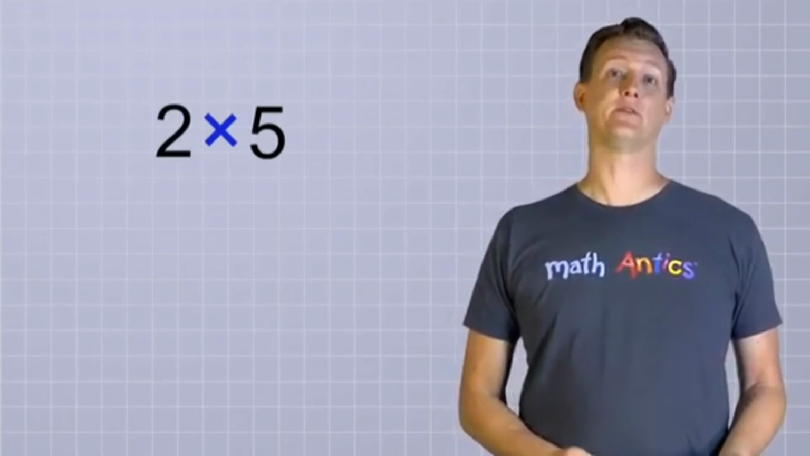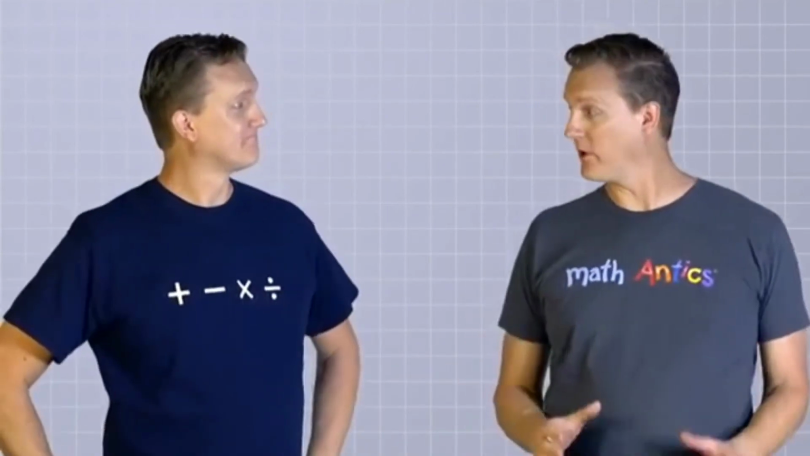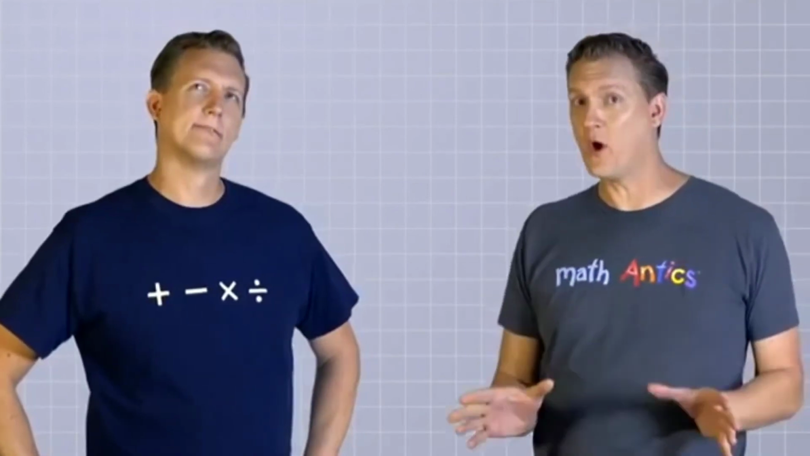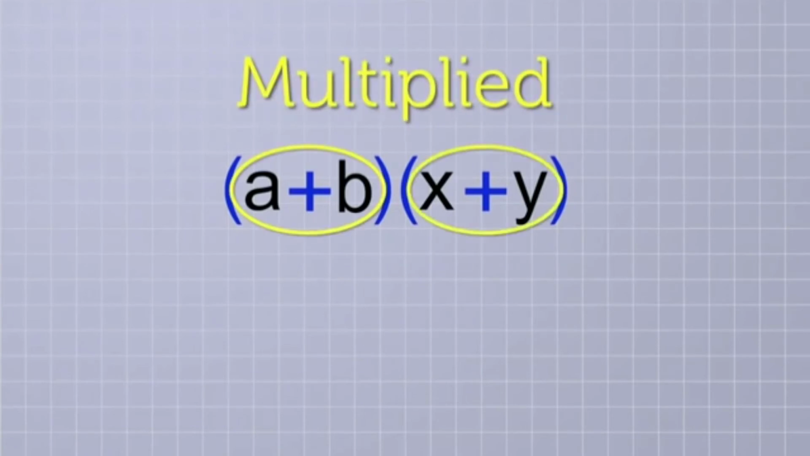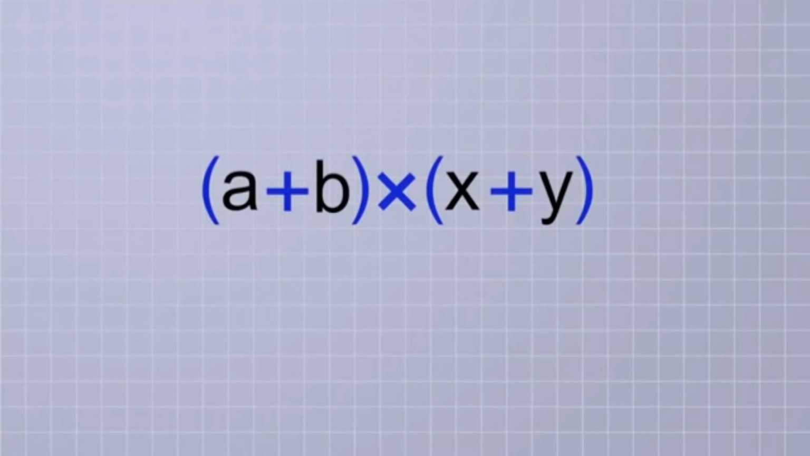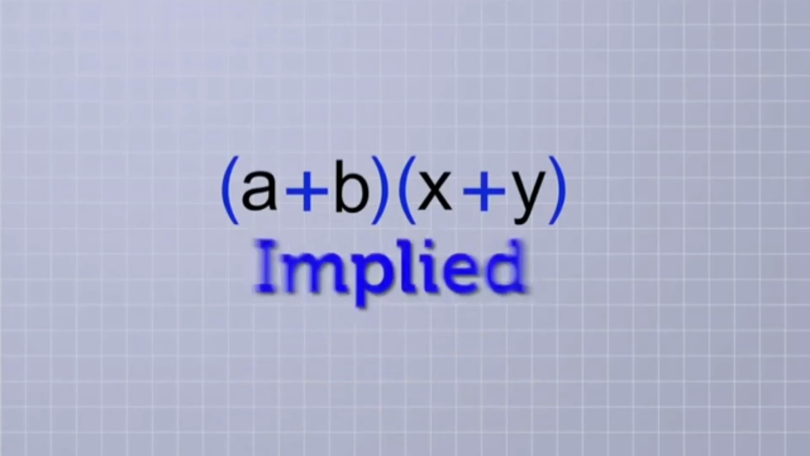So, whenever you need to show multiplication between 2 known numbers, you still have to use the time symbol, unless you use parentheses instead. But aren't parentheses used to show grouping in math? How can you use that to show multiplication? That's a good question. Parentheses are used to group things, but whenever you put 2 groups right next to each other with no operation between them, guess what operation's implied? Yep, multiplication. For example, if you see this, it means that the group a plus b is being multiplied by the group x plus y. We could put a time symbol between the groups, but we don't have to because it's the default operation in algebra. The multiplication is just implied.